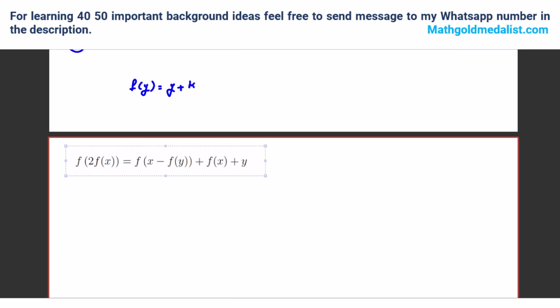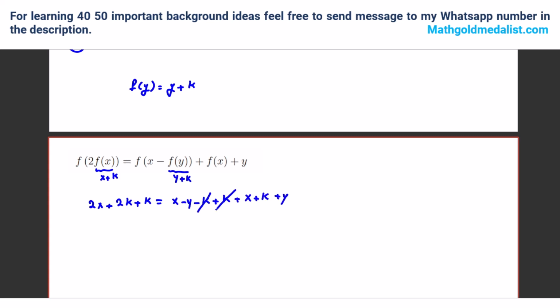So 2y plus 2k, it's x plus k, right? Yeah. Then 2x plus 3k plus k is equal to this one, y plus k, right? Yeah. It's x minus y minus k plus k plus x plus k plus y. So this one minus y, 2x plus 3k is equal to 2x plus k, so 2k is equal to 0, k is equal to 0, right? So f of x is equal to x, right?